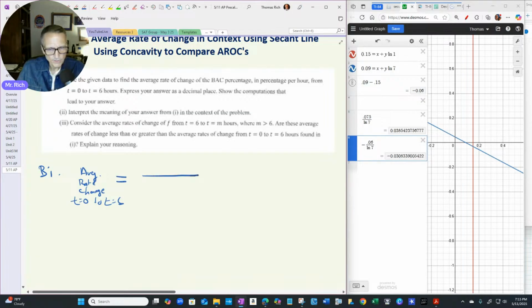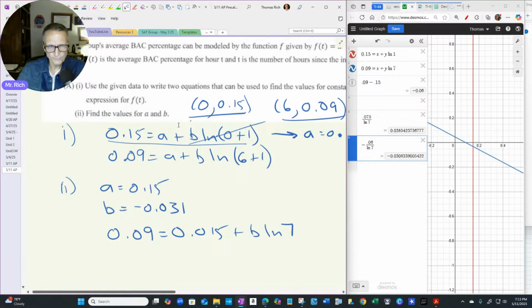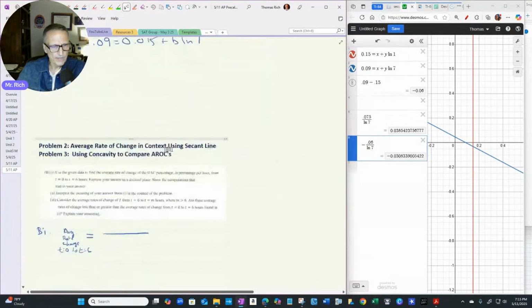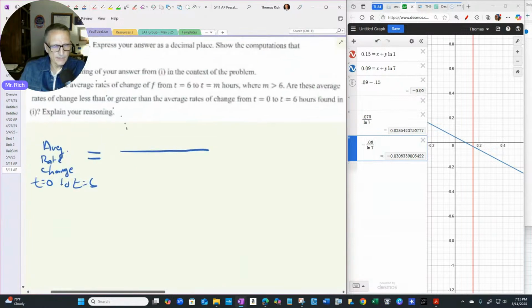Okay, now what I'm going to do is I'm going to show the typical average rate of change calculation to the grader to show them what formula that I used. And what I'm doing here is I'm using this function that we have, f of t, and I'm going to write it like this. I'm going to do f of 6 minus f of 0 over 6 minus 0. That is an average rate of change calculation. This is the change in the y value of the function. This is the change in the x values over that given interval.